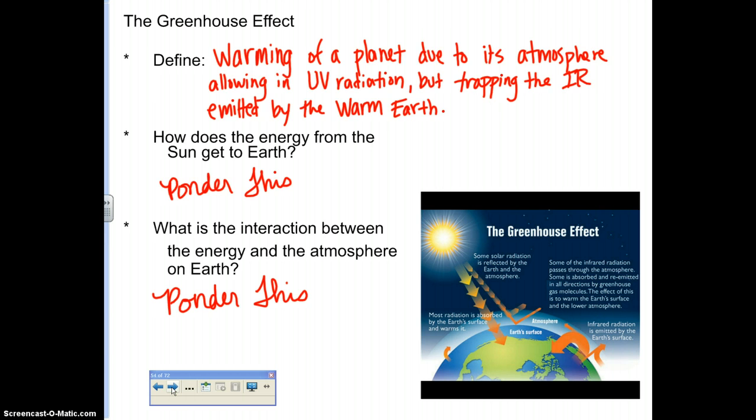instead of the uranium. Well, we've been talking about greenhouse effects, so let's look at the greenhouse effect here. It's the warming of a planet due to its atmosphere, allowing in ultraviolet radiation, but trapping infrared radiation that is emitted from the warm Earth.